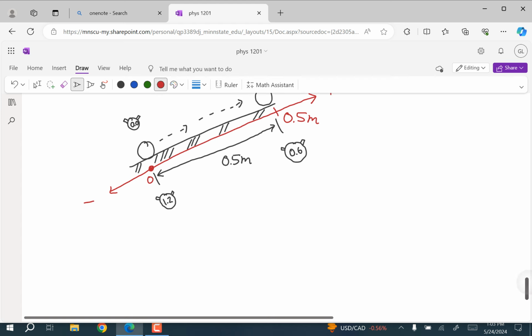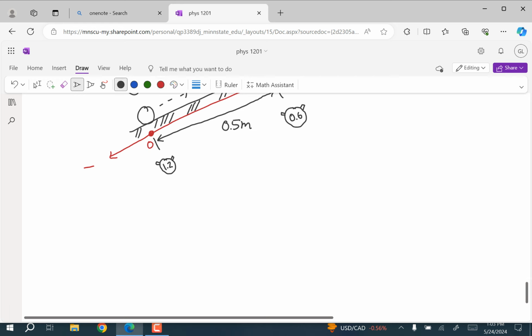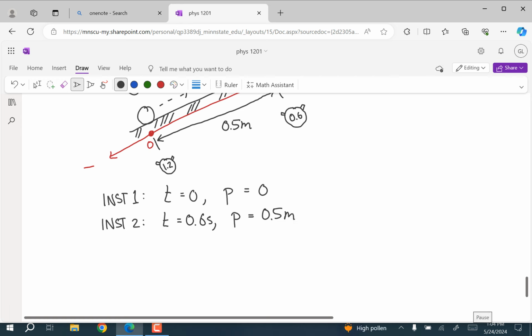And so now we can write out what we know about these three instants. Instant 1 is when the motion starts. Time is equal to 0, and the position is equal to 0. Then we get up to the highest point. Time is equal to 0.6 seconds. Position is equal to positive 0.5 meters. We'll never have negative times, but we could have negative positions. That's just saying where on the number line the object is.